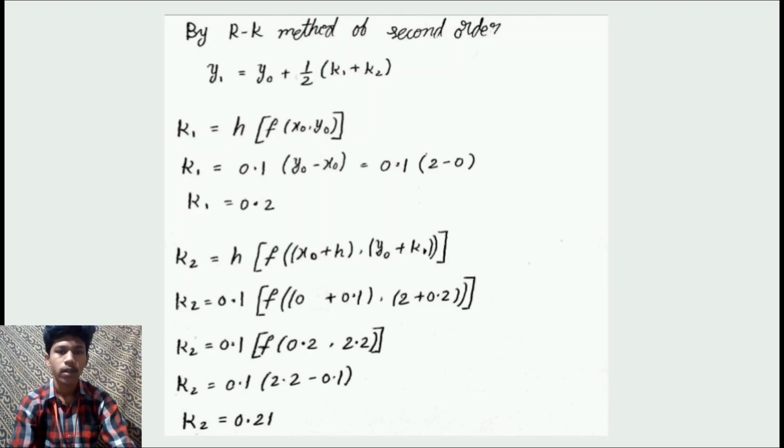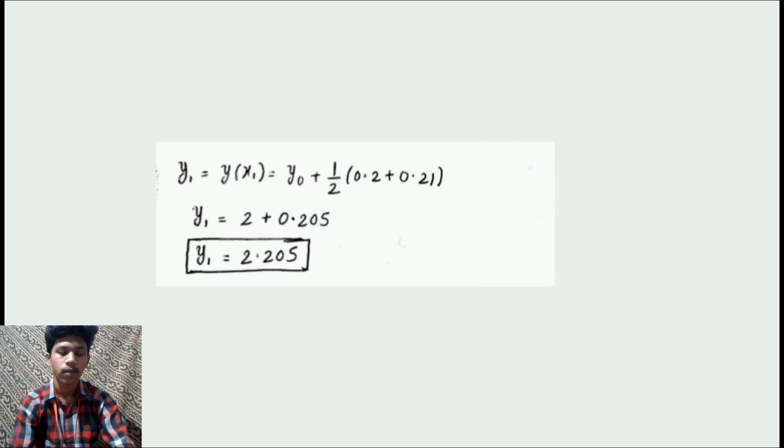So we determined k1 and k2, and then substitute in y1. y1 is equal to y of x1 is equal to y naught plus 1 by 2 into 0.2 plus 0.21. By calculating this value, we obtain 2.205, which is the value of y1.